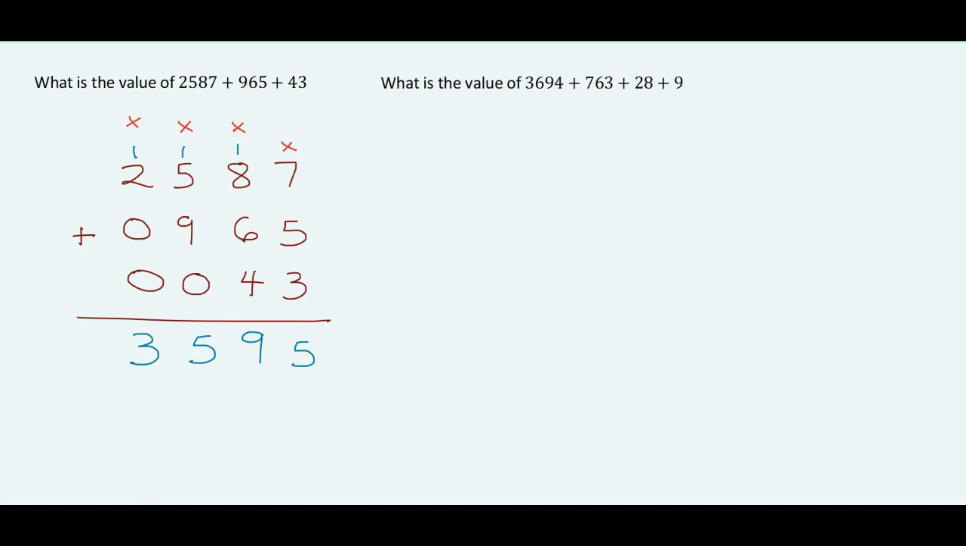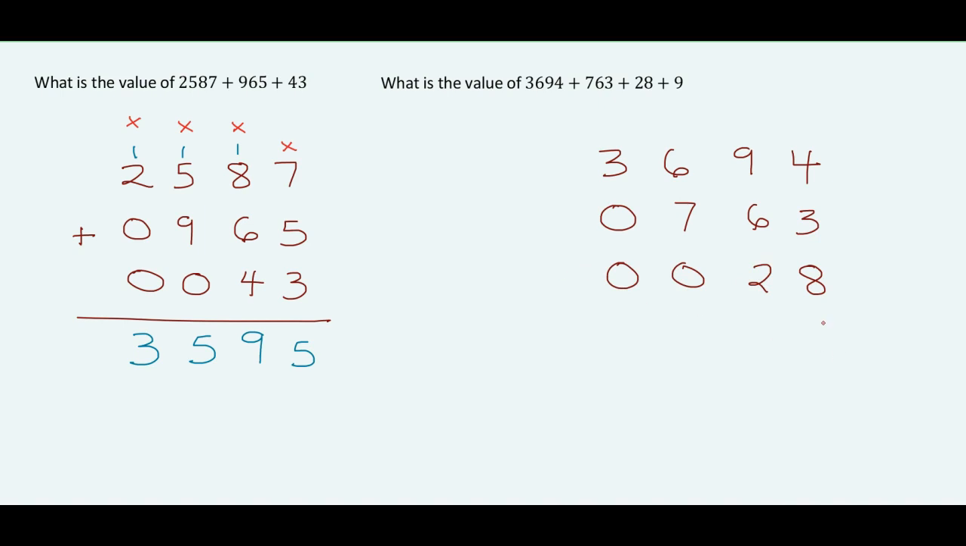Now, final example here, we have 3,694. And then the next number is 763. So we have 3 in the ones, 6 in the tens, 7 in the hundreds. And then we put a 0 in the thousands. Then we have 28. So 8 in the ones, 2 in the tens, 0 in the hundreds, 0 in the thousands.